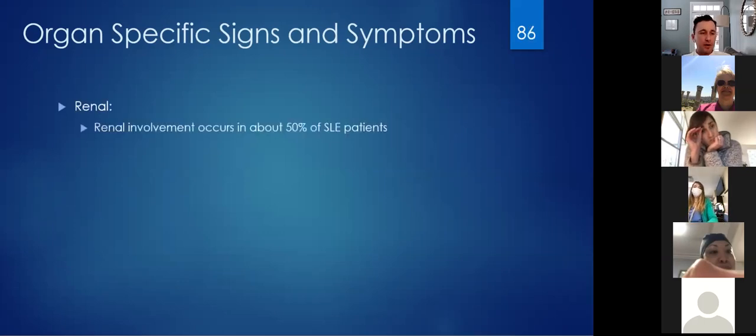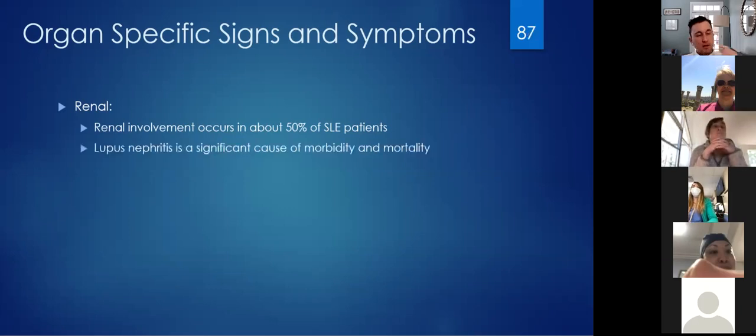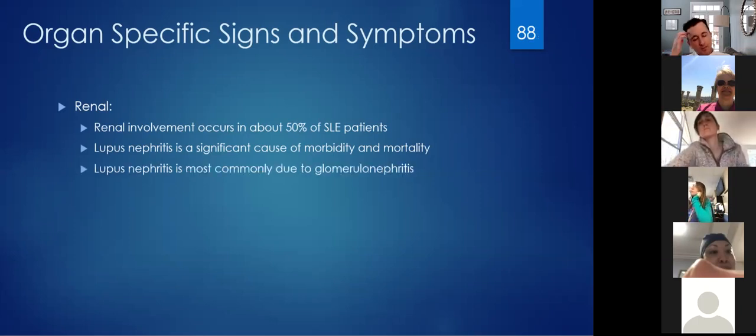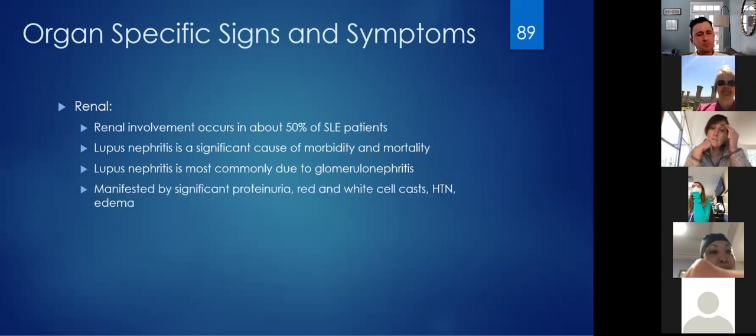So renal involvement is pretty common. About half the patients with lupus will have some type of renal involvement. And lupus nephritis is a really significant cause of morbidity and mortality. There are a lot of different ways that lupus can affect the kidneys, but most commonly is glomerulonephritis, which is essentially just inflammation within the glomerulus. But that can lead to destruction of the glomerular basement membrane. It's a lot of protein loss, which is going to result in edema, hypertension. These patients will have red cell casts and white cell casts within their urine.